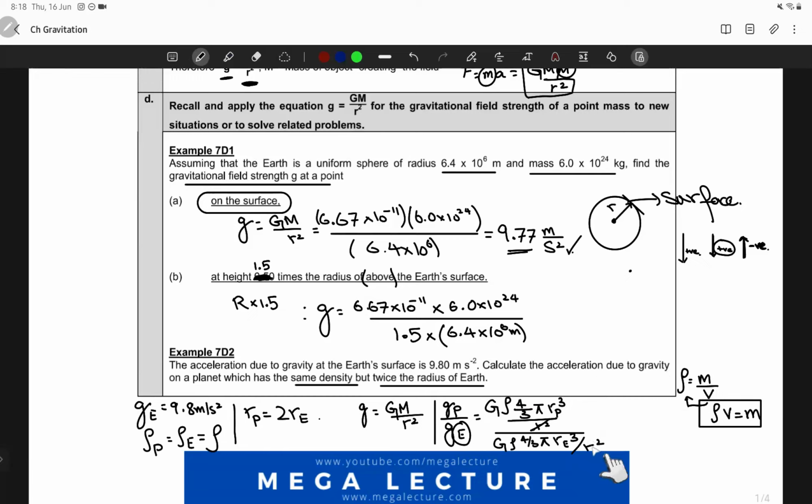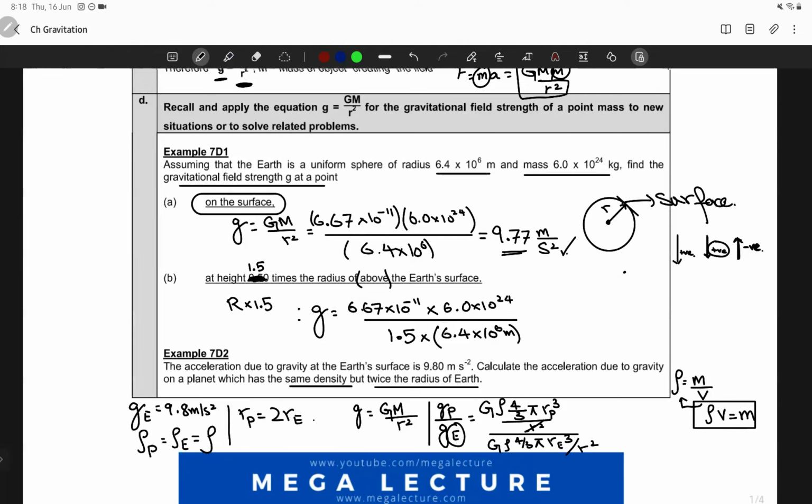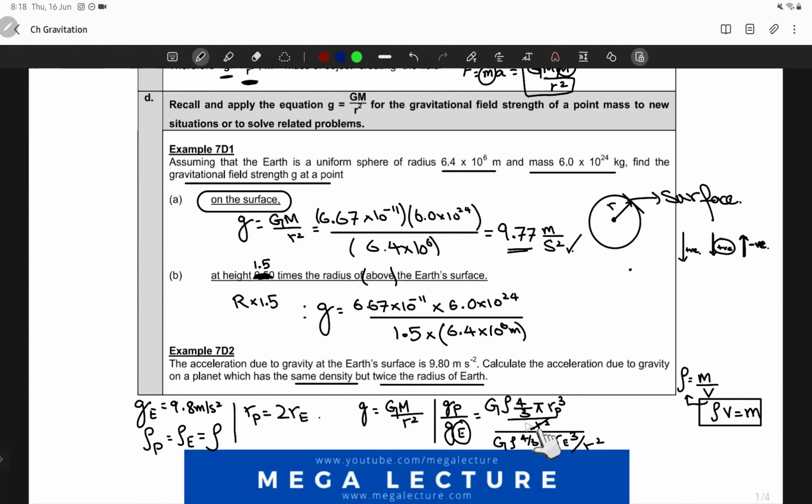Actually, let me correct myself. g was defined as GM by r squared, right? So this r was the radius of the planet. So just ignore when I said that it's not the radius of the planet. It is the radius of the planet. So we'll put subscripts over here. This was for the planet, and this is for the Earth.